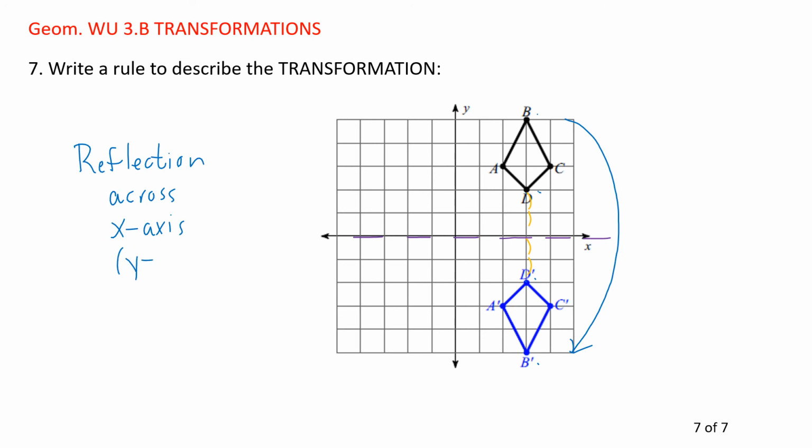Incidentally, that's also y equals 0. If you want the little notation, I like that best because it's fast and easy, but the capitalized R is not really standardized. So just reflection across the x-axis.